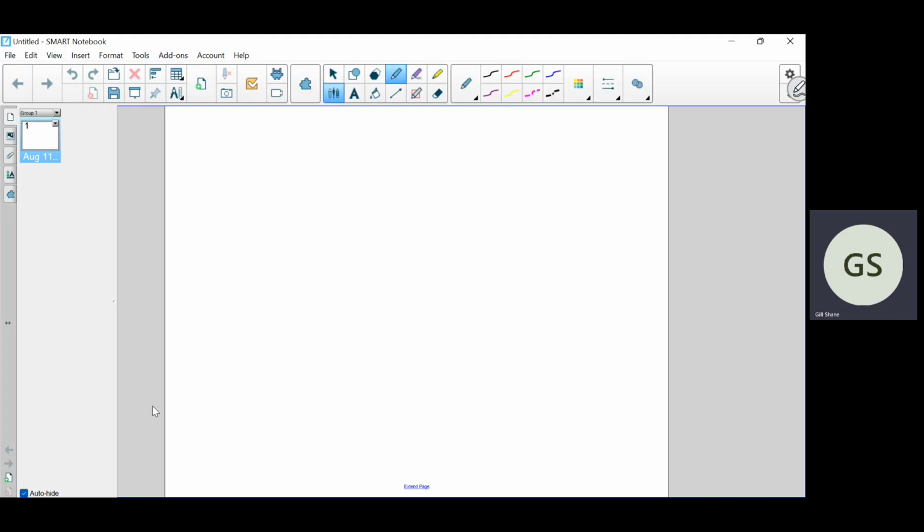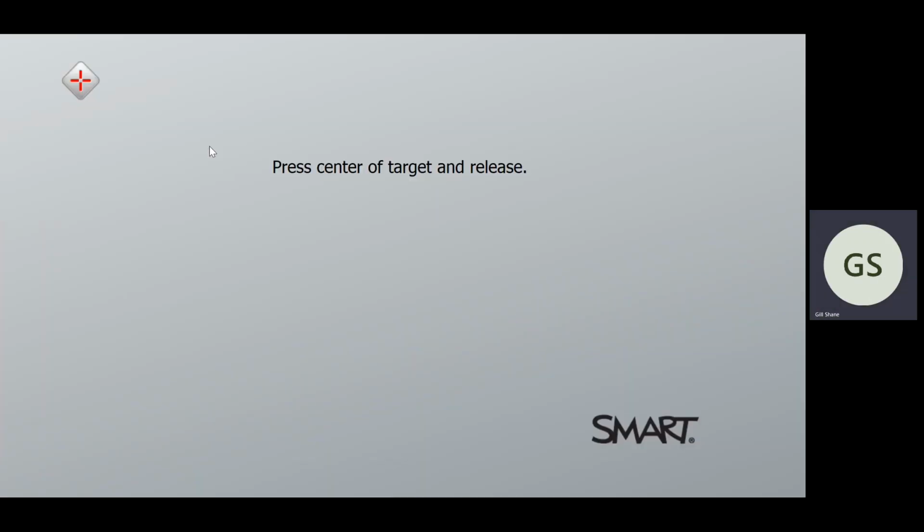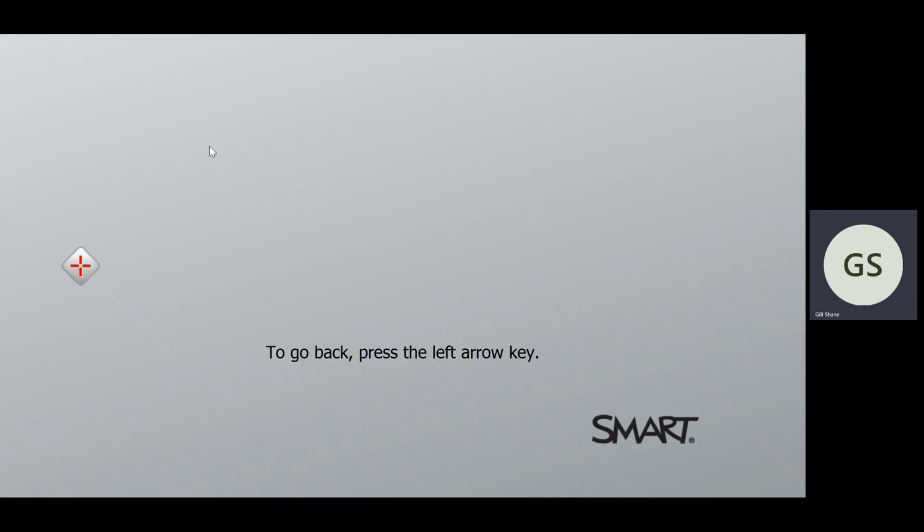So again, write distributive property if you don't know how to spell it. Oh, my board is all messed up. So that's distributive, D-I-S-T-R-I-B-U-T-I-V-E, and then property. Hopefully you can spell close enough to know what it means. My board is not writing where I'm putting my pen, so I'm going to avoid writing as much as I can probably.